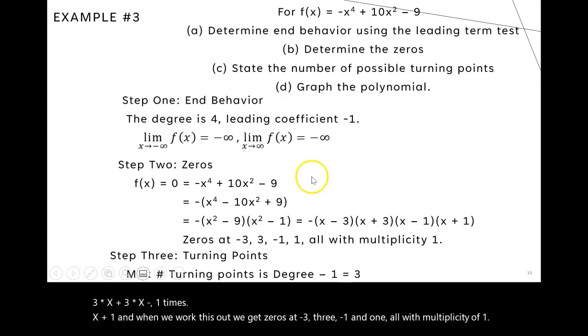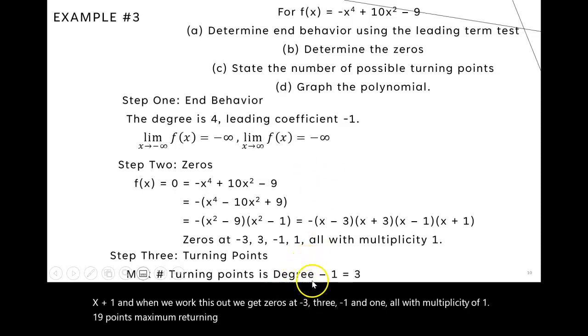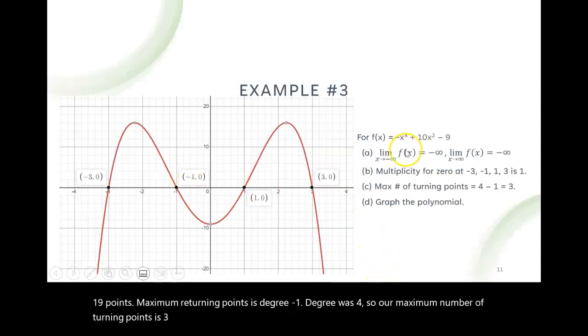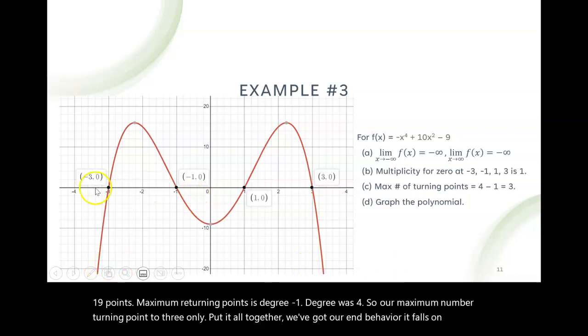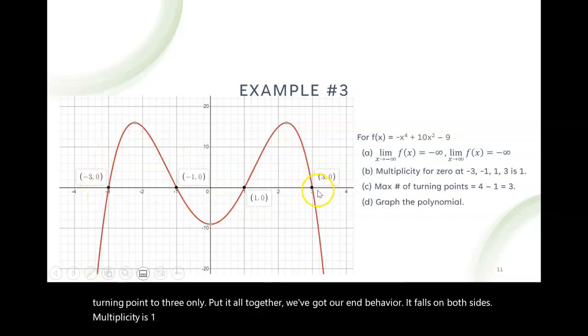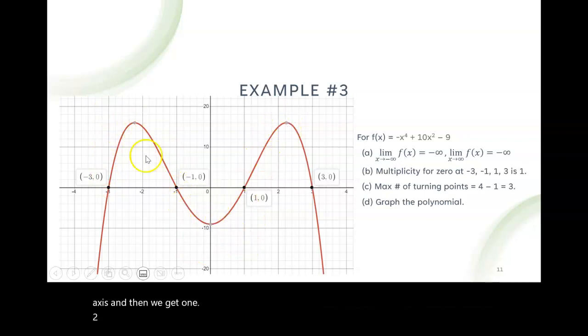All right, turning points: the maximum number of turning points is degree minus 1. Degree was 4, so our maximum number of turning points is 3. When we put it all together, we've got our end behavior. It falls on both sides. Multiplicity is 1 through each of our 4 roots here, so we're going to go through the axis, and then we get 1, 2, 3 turning points. All right, so we can see how all this comes together to give us our nice graph, and we'll practice more in class.